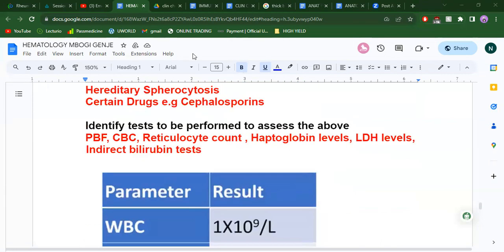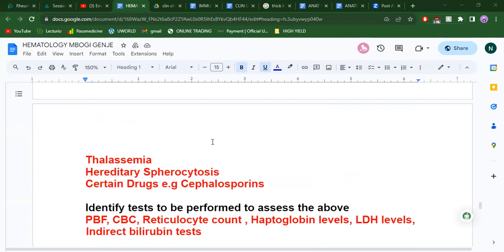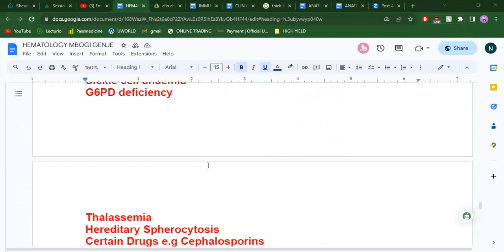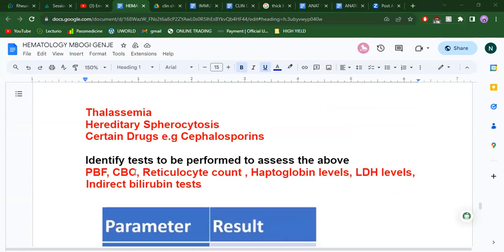So for here, someone has asked me, what do we expect? There's jaundice here. What do you expect for retic count? Will it be increased or decreased? So it depends on the hemolysis, yes, true. It depends on the cause. Let's start with intravascular hemolysis. Will the retic count be increased?